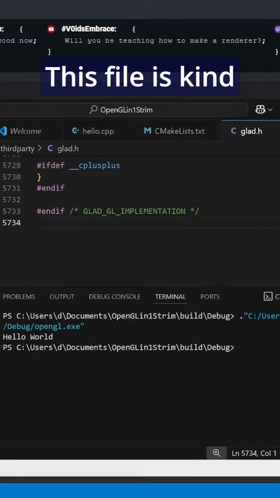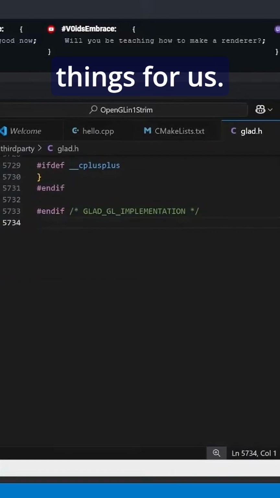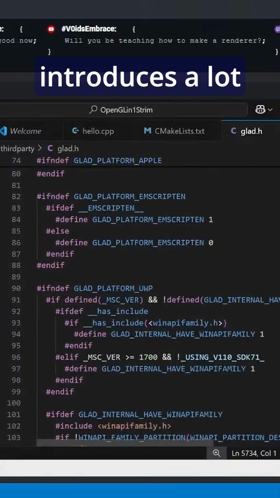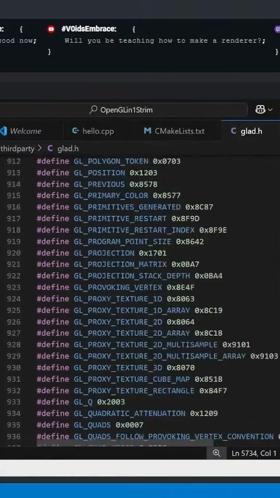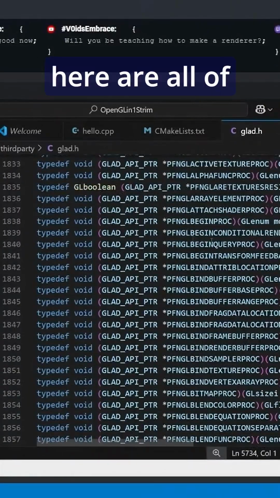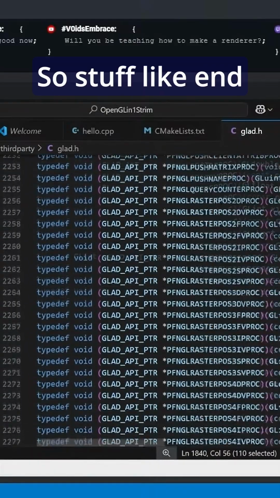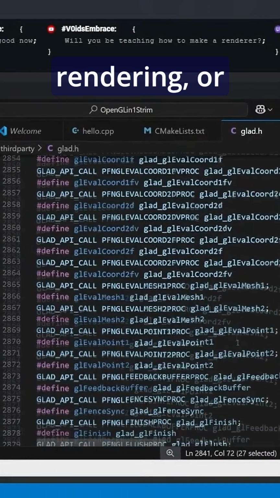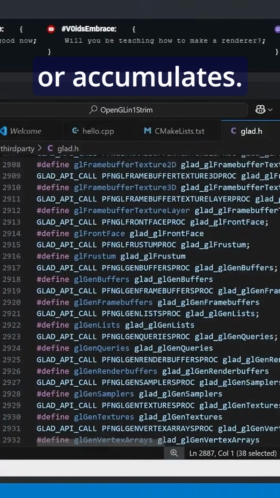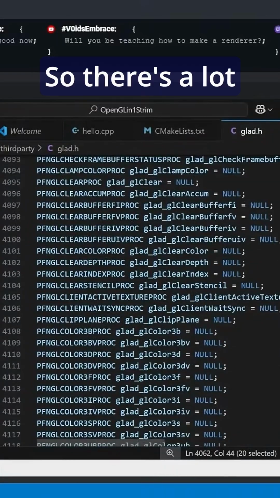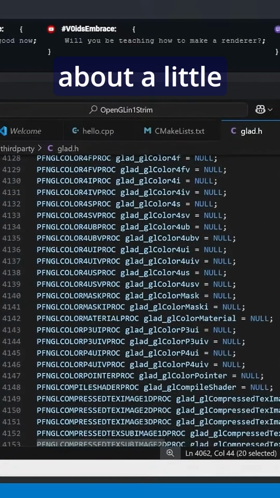This file is kind of interesting. It does two things for us. First, it introduces a lot of interface. So it defines all of the functions that OpenGL supports, stuff like glEndConditionalRender or glRasterPos or glAccum. So there's a lot of stuff in here, and we're only going to talk about a little bit of it.